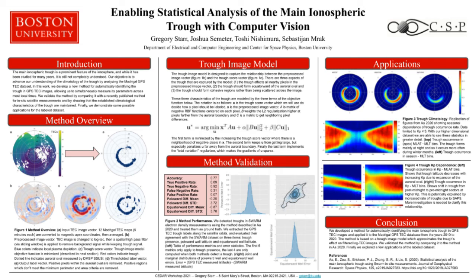Hello, my name is Greg Starr, and I am presenting our work on automated identification of the main ionospheric trough in GPS total electron content images. Our objective is to advance our understanding of the trough by performing a large-scale statistical study using global measurements. To that end, we developed a method to automatically identify the trough at the pixel level in GPS TEC images.